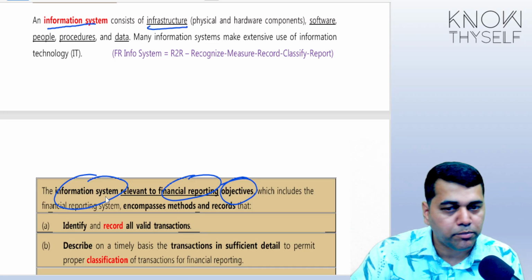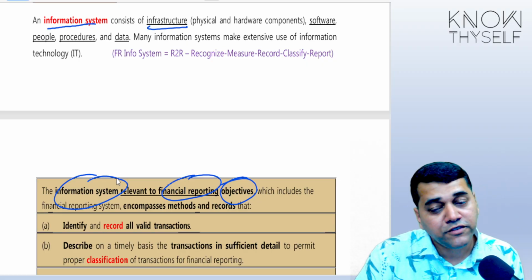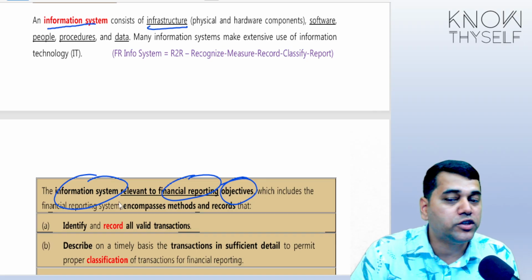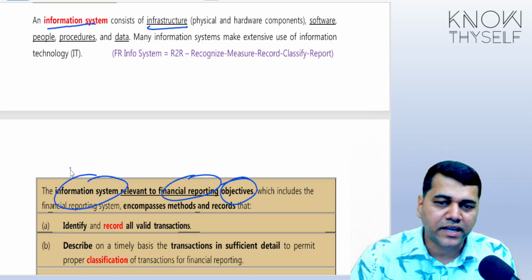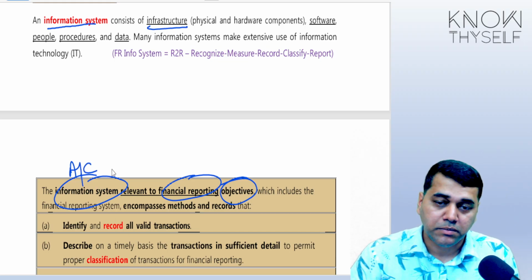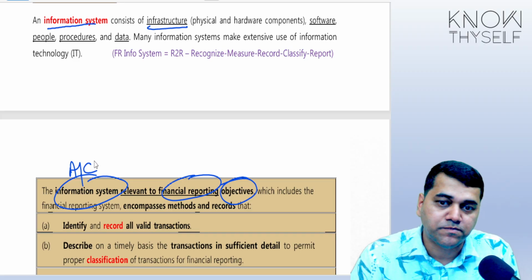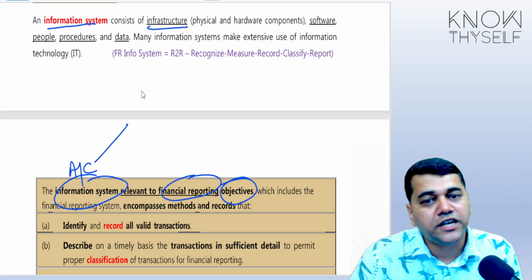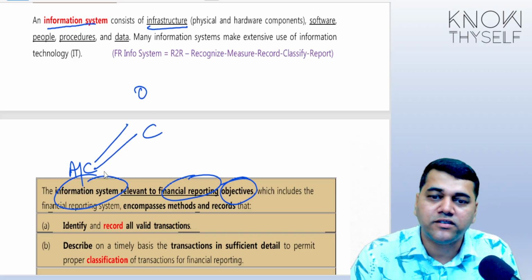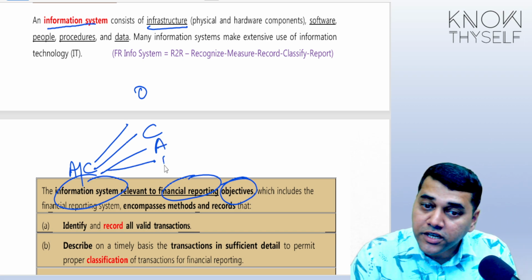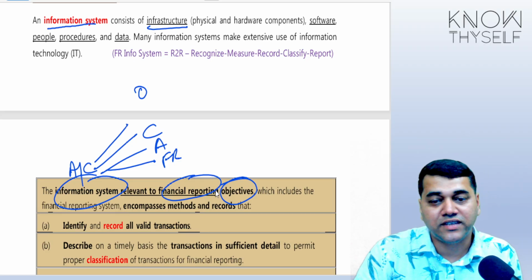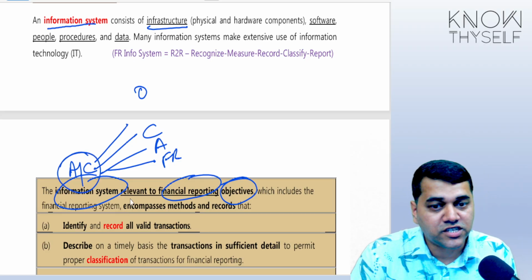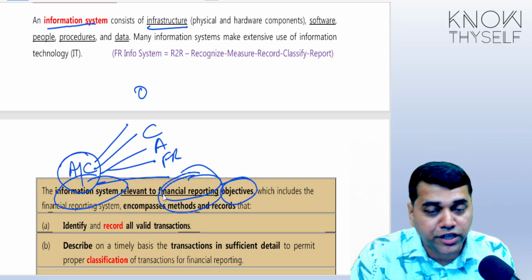System means it should have components. And which information? That is primarily about the information. Okay, no problem. That means the accounting part. That means I can say accounting system only. But this accounting system can be related to operations, related to compliance, related to assets, or it can be related to financial reporting. So, which is that objective they are asking here? It is the accounting system related to financial reporting only.